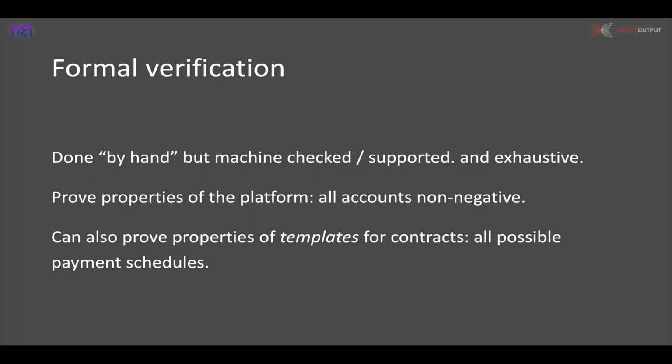And what we've done is we've been able to prove properties of the implementation of Marlowe. So we can prove things about the whole system, as it were. We could also, in principle, we've not got round to this, prove properties of templates for contracts, so all possible payment schedules. Irrespective of the notional and the discount, irrespective of start date and end date, we could show that the zero coupon bond didn't produce failed payments in the case of a guarantor, for example. But what I'm going to concentrate on here is properties of the platform.